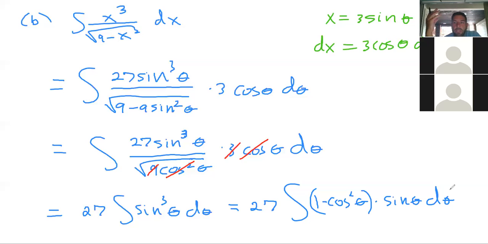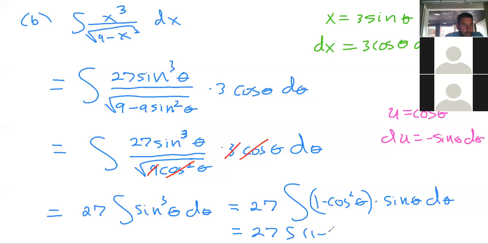So this problem already has required 2 substitutions. What substitution am I going to do now? Now I'm on my third variable. Well, now I'm going to let u equal cos of theta, and then du is negative sine theta d theta. Which means this becomes 27 integral 1 minus u squared du, but we have a minus sign, so I'll pull that out front, and then you have your du.